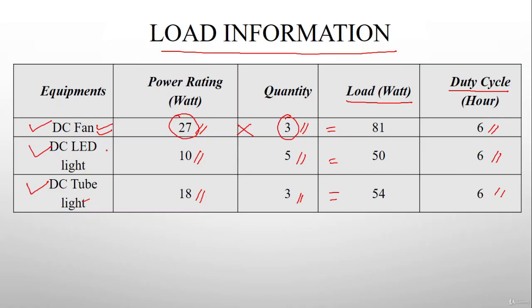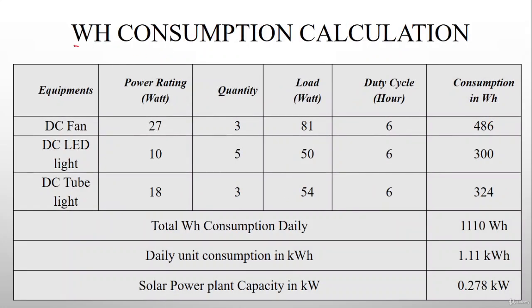Once we know the basic load information, the power rating of each parameter, the total quantity, the total load in watts and the duty cycle, then we can go for the watt hour consumption calculation for the consumer. We need to calculate the kilowatt hour consumption of the consumer on a daily basis. One electricity unit is measured in kilowatt hours. From that we can estimate how much kilowatt capacity of a solar home system is required to satisfy the need of the consumer.